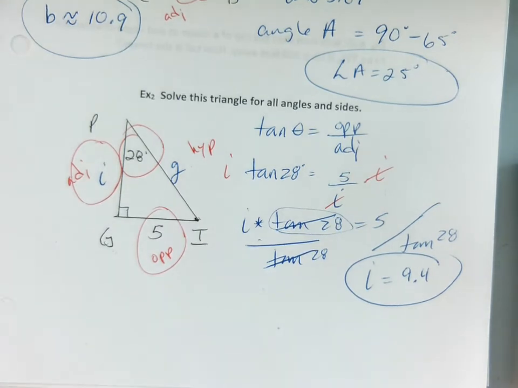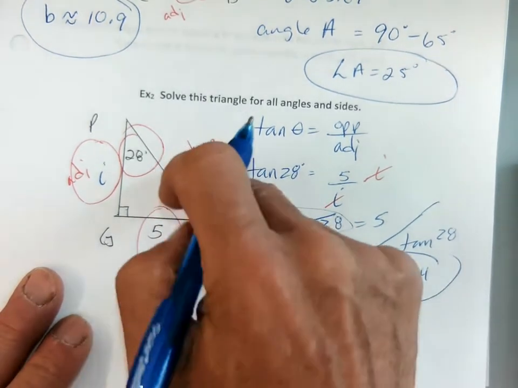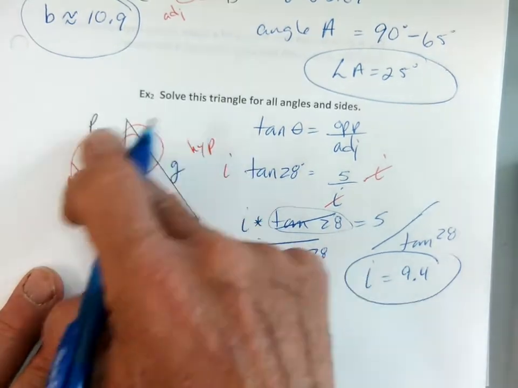Okay, how am I doing? Now let's find little g. There's another way to find little g. I could use trigonometry, but since I know 2 of the sides, I could actually use Pythagorean's theorem to get little g. Do you like that better, or do you like the trigonometry better?